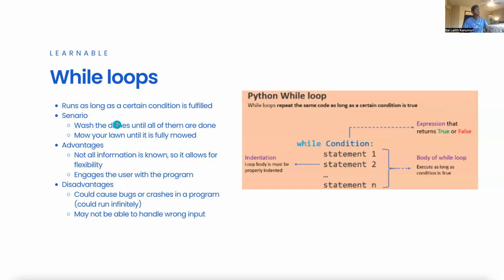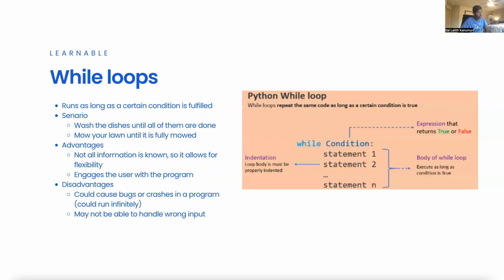So let's go into some scenarios where you think while loops are useful. So wash the dishes until all of them are done, or mow your lawn until it's fully mowed. Basically, these show do something until you fulfill something.